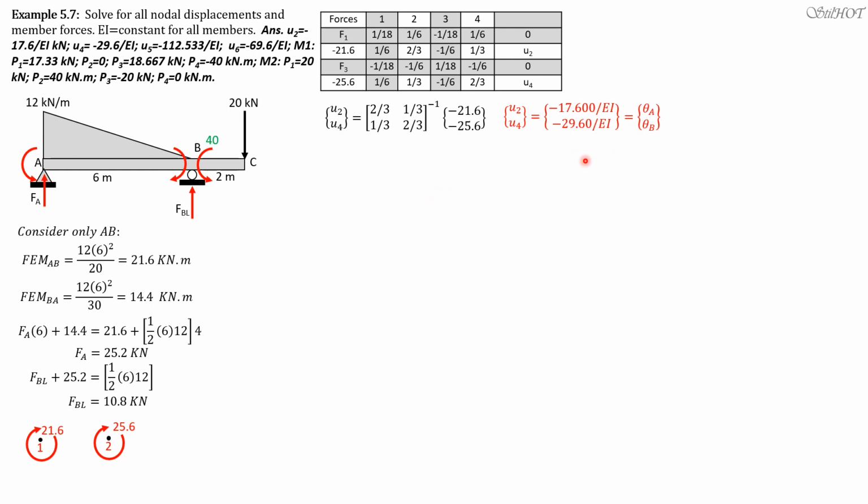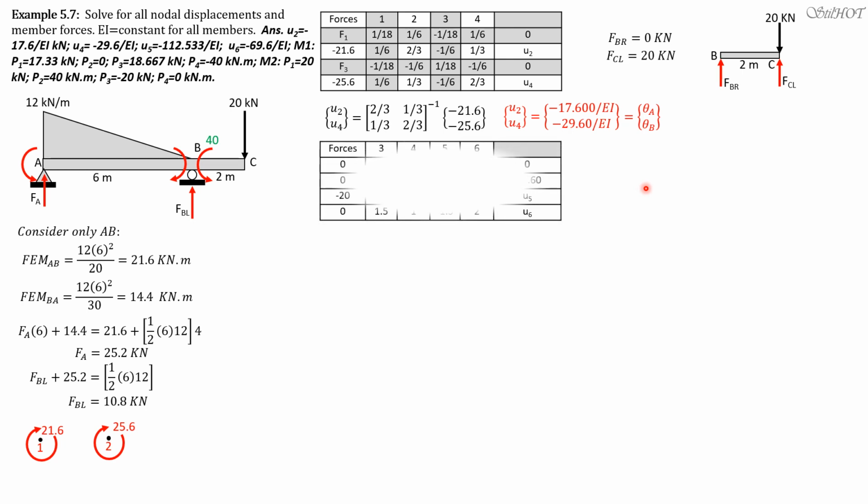Now that we have found theta A and theta B, we need to consider BC alone. At BC, there are no fixed end moments because the load is acting at the fixed end, because we imagine C as fixed. So the fixed shear and moments at B are 0, and moment at C is 0. Summation of forces in Y, FCL is equal to 20. If FCL is 20 upward, then the nodal load is 20 downward. That's the only load. So FBR is 0 and FCL is 20 kilonewton.